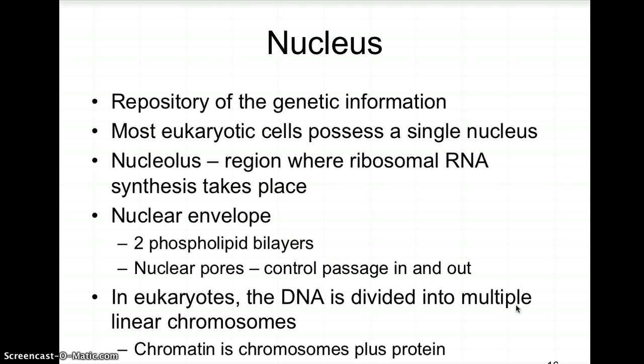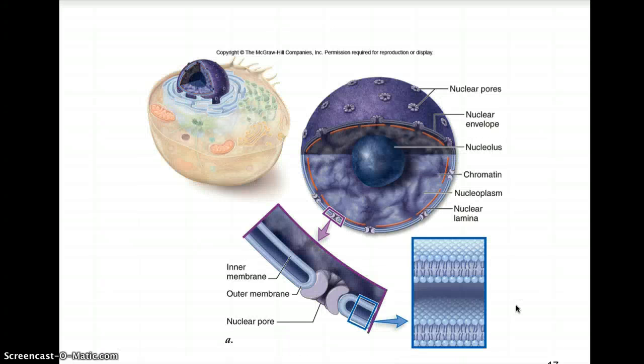And then in eukaryotic organisms, the DNA is divided into multiple linear chromosomes. So like I mentioned, in prokaryotes, it is one circular chromosome. In eukaryotes, not only is there more than one, but they are basically divided into these little regions where some chromosomes have some genes and other chromosomes have other genes. A couple of words that we want to know are chromosomes, chromatin, and chromatids, and we'll get to that in just a minute.